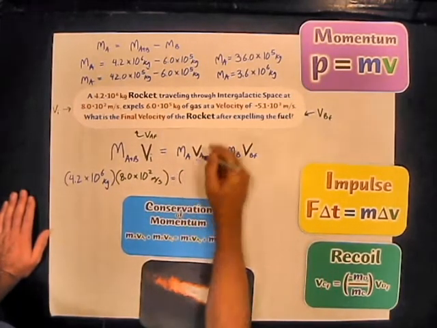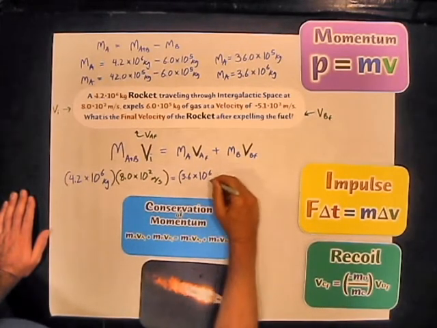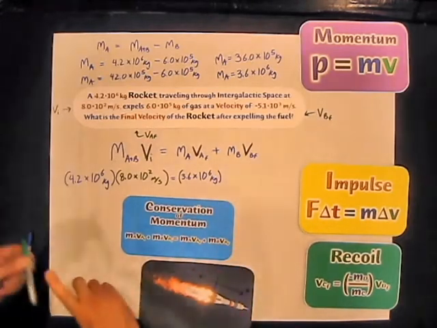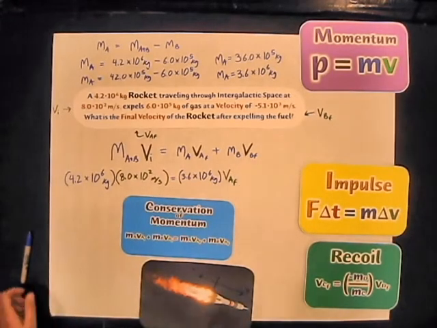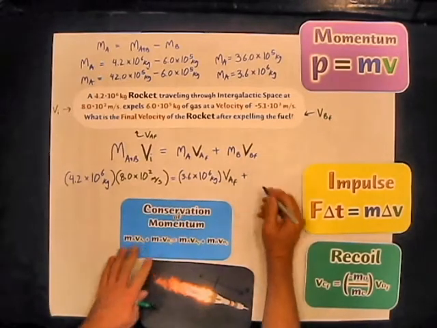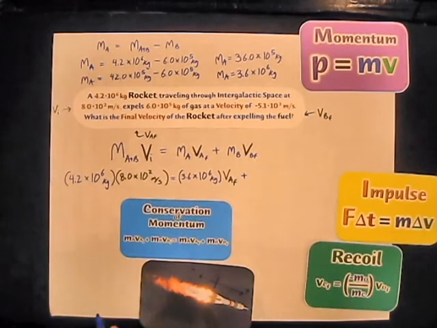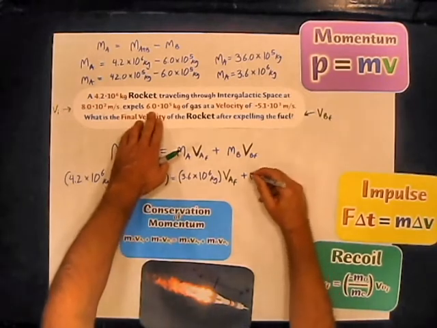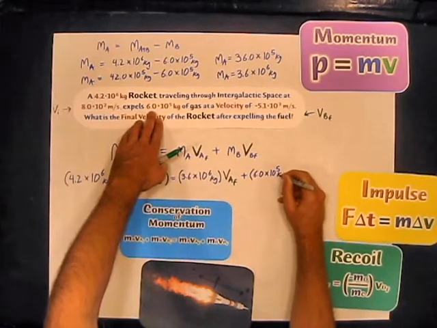Okay, so then we've got this one, 3.6 times 10 to the 6 kg times VAF, which is the one we don't know. That's going to be plus numbers that we do know. The mass of the fuel, how much gas was expelled, right there: 6.0 times 10 to the 5th kilograms, right?